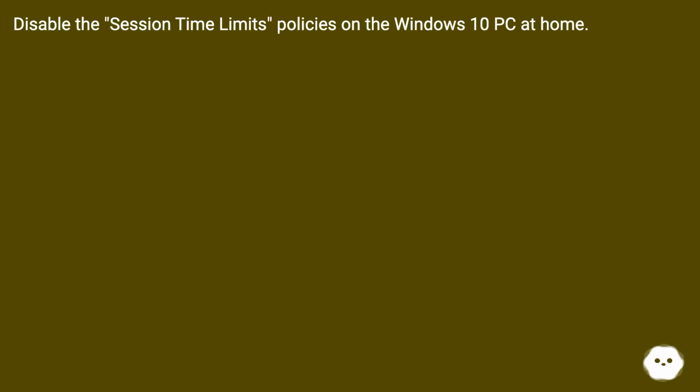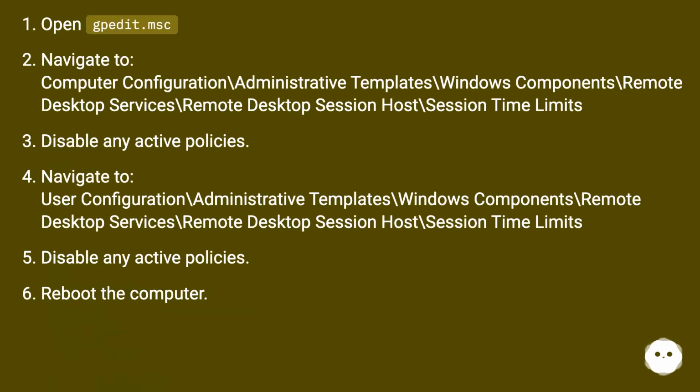Disable the session time limits policies on the Windows 10 PC at home. Open gpedit.msc. Navigate to Computer Configuration/Administrative Templates/Windows Components/Remote Desktop Services/Remote Desktop Session Host/Session Time Limits. Disable any active policies. Navigate to User Configuration/Administrative Templates/Windows Components/Remote Desktop Services/Remote Desktop Session Host/Session Time Limits. Disable any active policies. Reboot the computer.